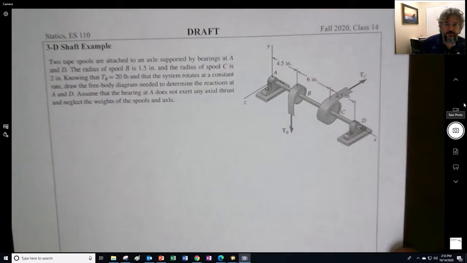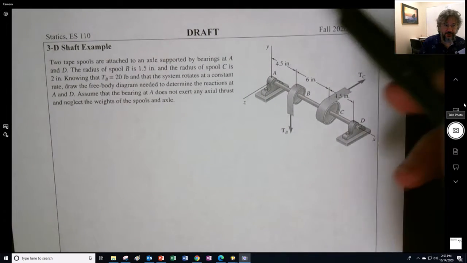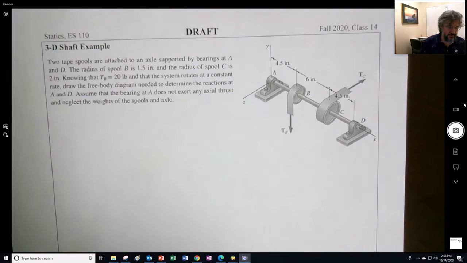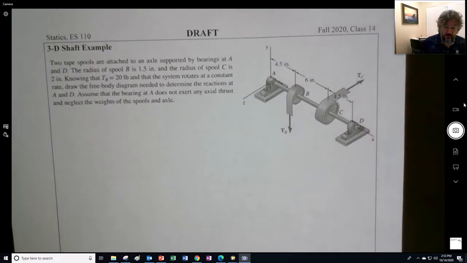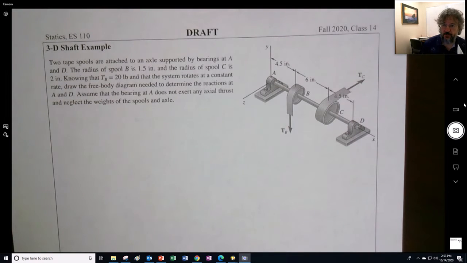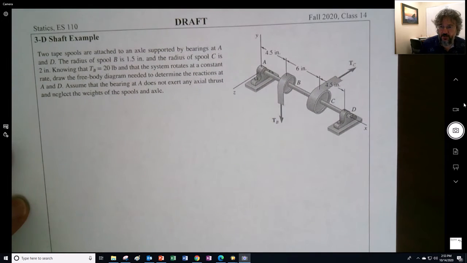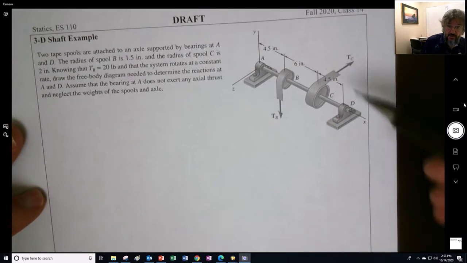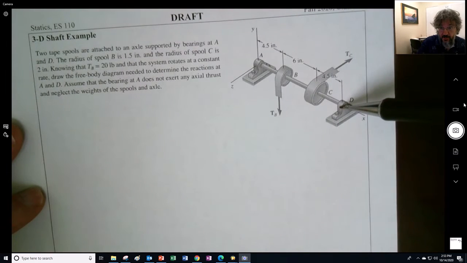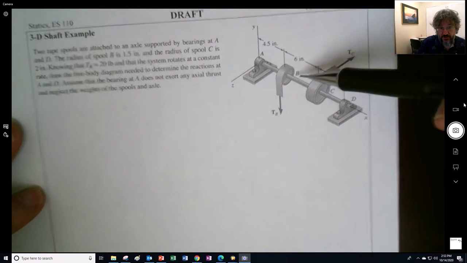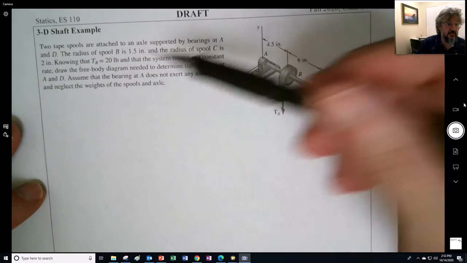Okay, here's a video for class 14 in ES110, and what we're working on today is doing three views. We're going to use three views in a 3D statics problem to assess the results. Really, we want to get reactions. These things right here are representing bearings on the shaft.